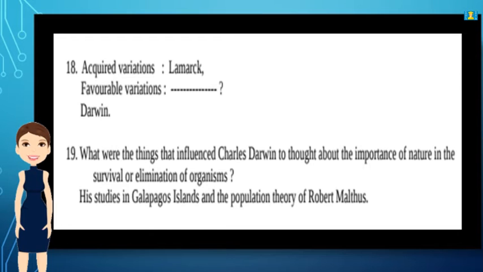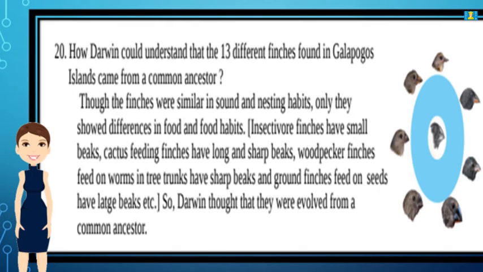Darwin. What were the things that influenced Charles Darwin to think about the importance of nature in the survival or elimination of organisms? His studies in the Galapagos Islands and the population theory of Robert Malthus. How could Darwin understand that the different finches found in the Galapagos Islands came from a common ancestor? Though the finches were similar in song and nesting habits, they showed differences only in food and food habits. So, Darwin thought that they evolved from a common ancestor.